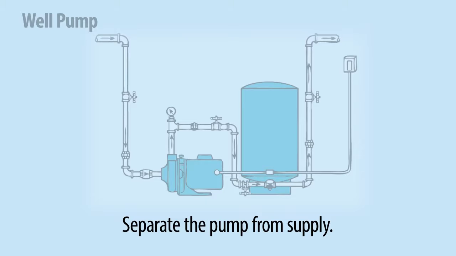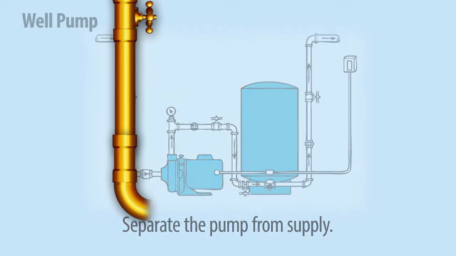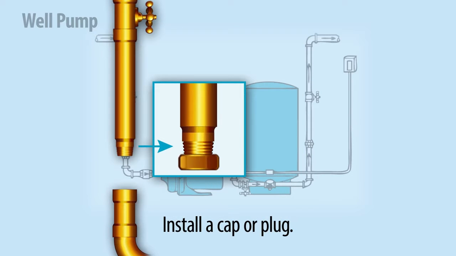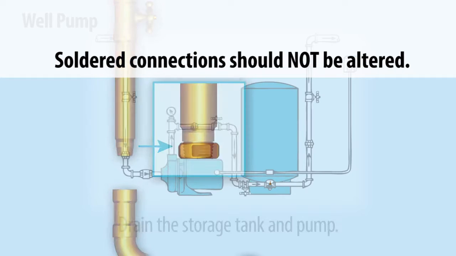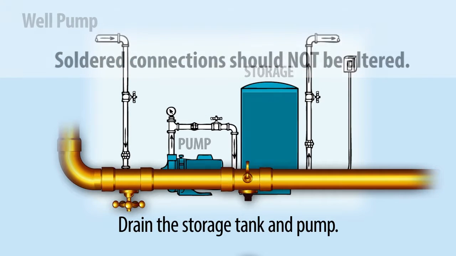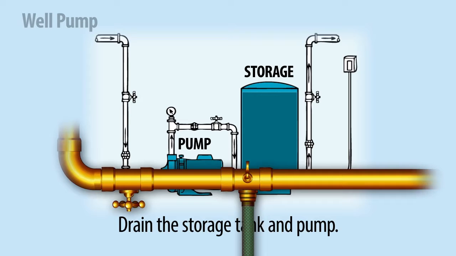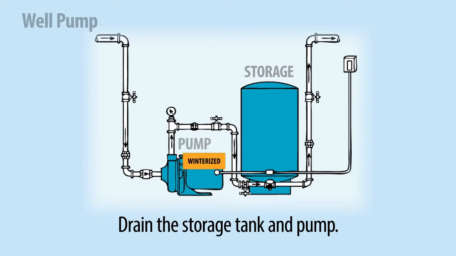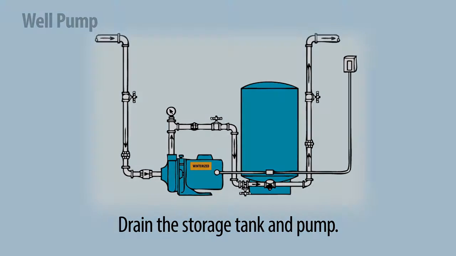For pumps with threaded connections, separate the pump from the supply and install a cap or plug. Soldered connections should not be altered. Next, drain the storage tank and pump by removing drain plugs and opening valves. Use compressed air to ensure all water has been removed. Place a winterization sticker on the pump so persons entering the property know the unit has been shut down.